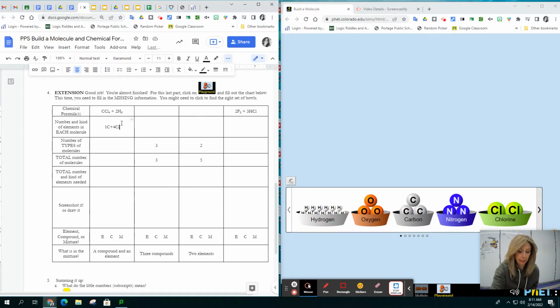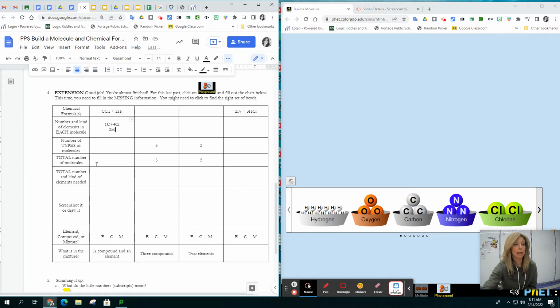So let's now look at our H2s, our hydrogen gas. In one molecule, we have 2 H's, okay? 2 hydrogens in that one molecule. Okay, but we're going to use and make 2 of those molecules.